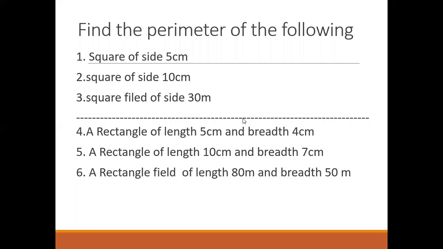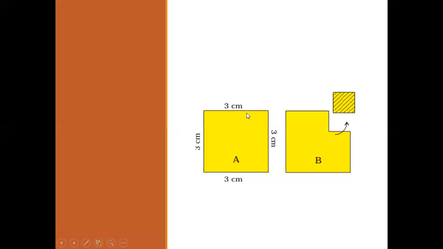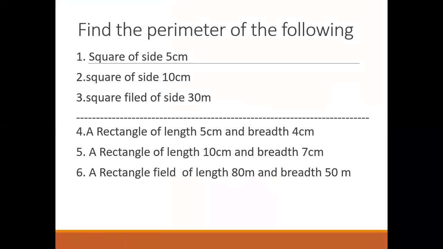Sir, I have a doubt, sir. Which one do you have a doubt? Second, sir. What is the doubt? Square of side 10 centimeters. Yeah. 10 centimeters, 40 centimeters, sir. Yes, 40. 4 into 10. 40 is the answer. Okay, sir.